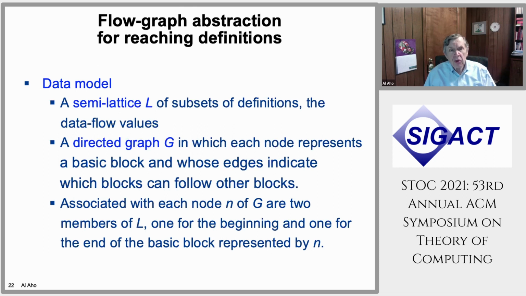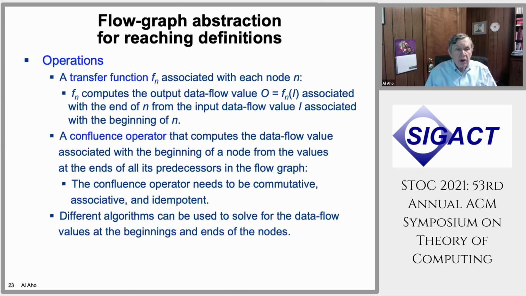So let's now turn to the flow graph abstraction for reaching definitions. We have a data model that has 2 parts to it: a semi-lattice of subsets of definitions, which we'll call the data flow values, and a directed graph in which each node represents a basic block and whose edges indicate which blocks can follow other blocks. Associated with each node of the graph are 2 members of the semi-lattice, one for the beginning and one for the end. There are 2 operations in the flow graph abstraction. One is a transfer function associated with each node of the flow graph. The transfer function computes the output data flow values associated with the end of the node from the input data flow values associated with the beginning of the node.